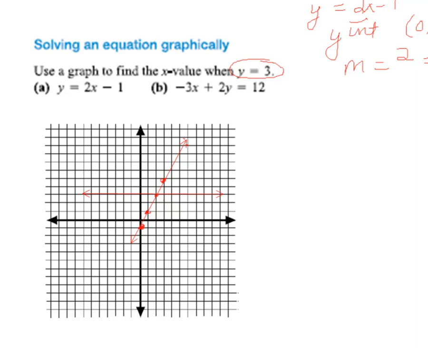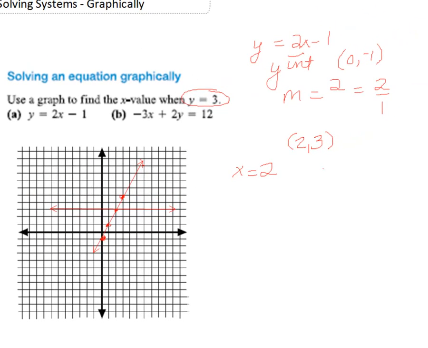There it is. And so the x value when y equals 3 of our line y equals 2x minus 1 is the point where the two lines meet. That point is (2, 3), so that tells us that our x value is 2. So that's how to solve an equation using a graph.